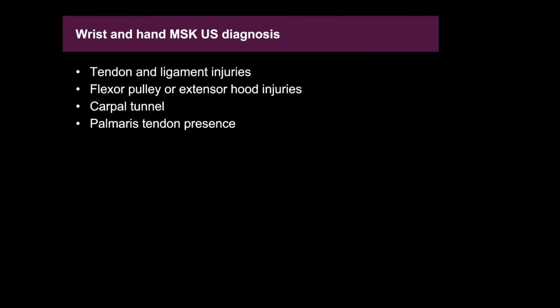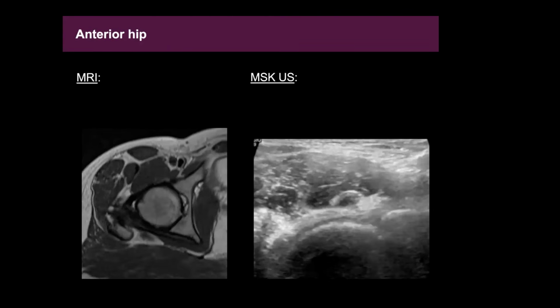So other things, this is a summary of what we can do in the wrist and the hands. We could look at tendon and ligament injuries. We could look at pulleys. We can also look at extensor hood injuries, albeit I find looking at extensor tendons much more difficult than the flexor tendons because they tend to be a lot thinner. You could look at things like carpal tunnels, and if an orthopedist is wondering if the patient has a palmaris tendon for graft harvesting, you could put the probe on the patient and see if they have a palmaris tendon that they could use for a graft.